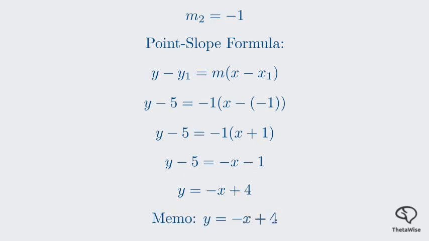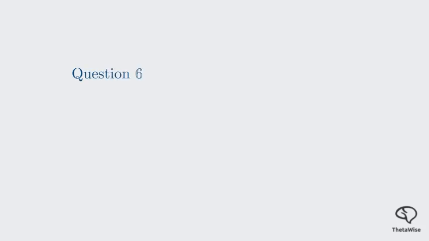Let's check the memo. The memo gives y equals -x plus 4. Our answer is correct. The equation of the perpendicular line is y equals -x plus 4. We've reached question 6, which introduces a new type of graph.